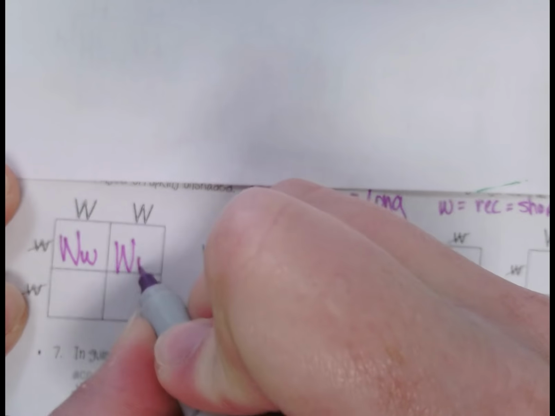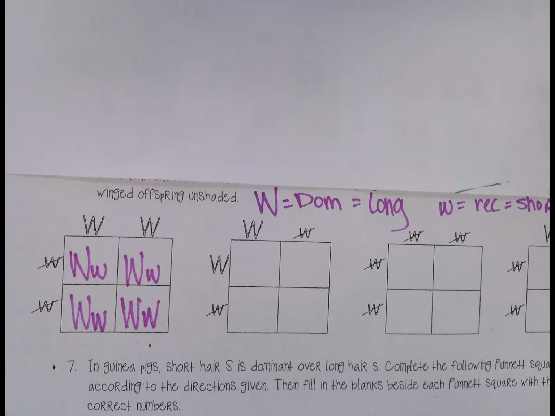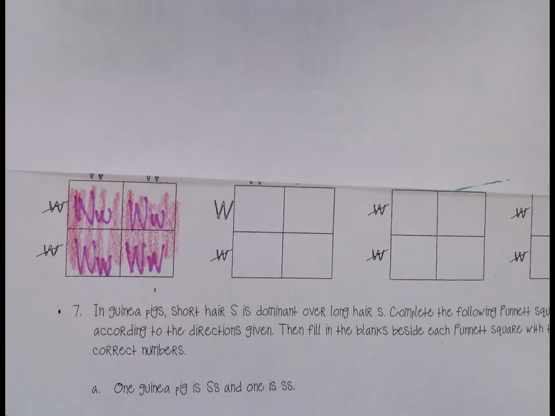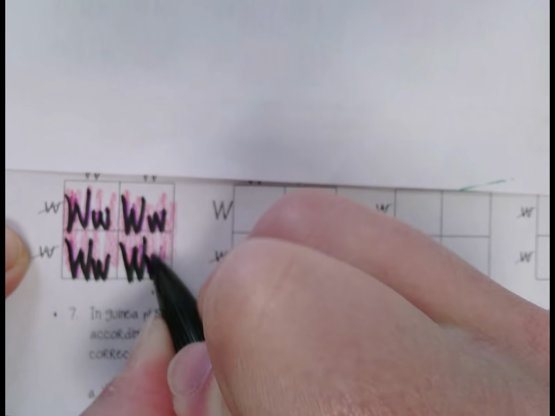This is big W, baby w, big W, baby w. And what did it say? If it has long wings, it's going to be red. All of these are red because they all have long wings. Maybe I should do this in a different color. This is big W, little w, big W, little w, big W, little w, big W, little w.